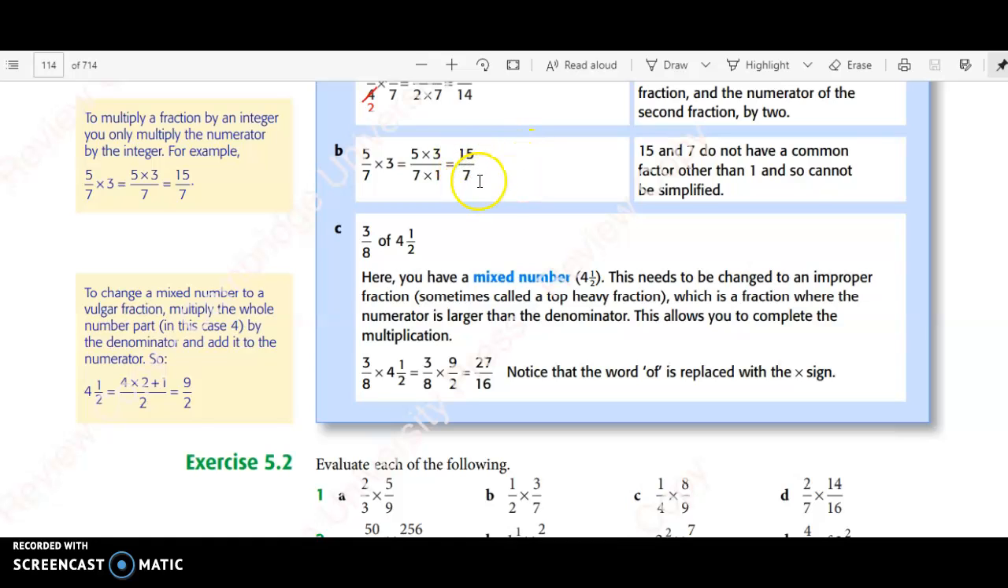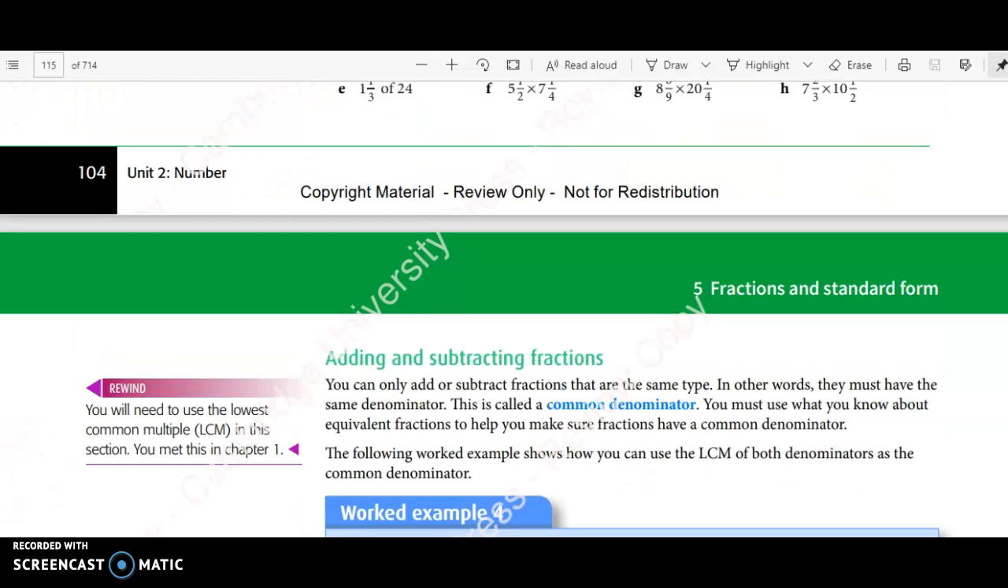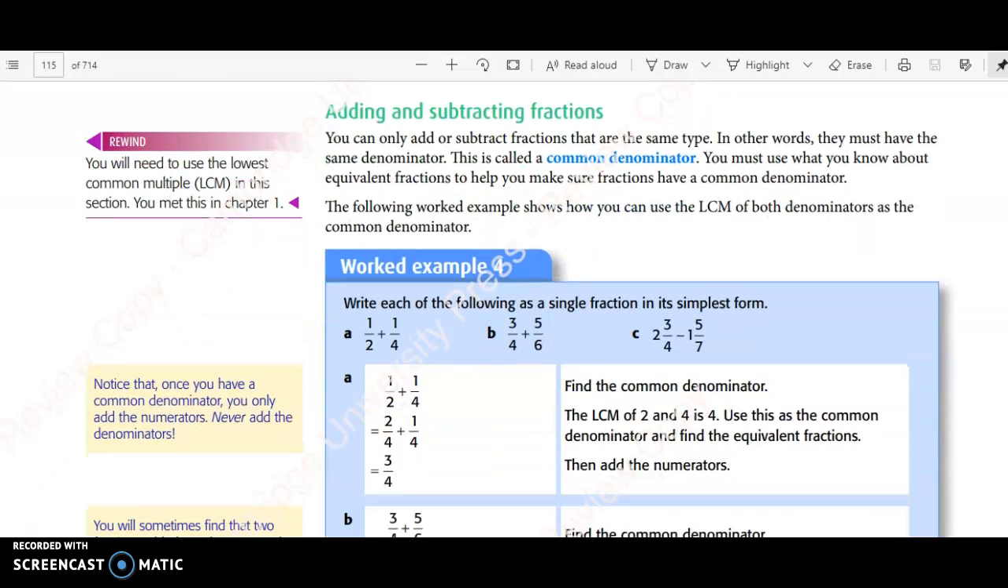So 15 out of 7 is 2, 1 out of 7. Okay. Now, about adding and subtracting fractions. You can only add or subtract fractions that are the same type. What is the same type? They must have the same denominator. So the denominator must be equal, or we can call it a common denominator.